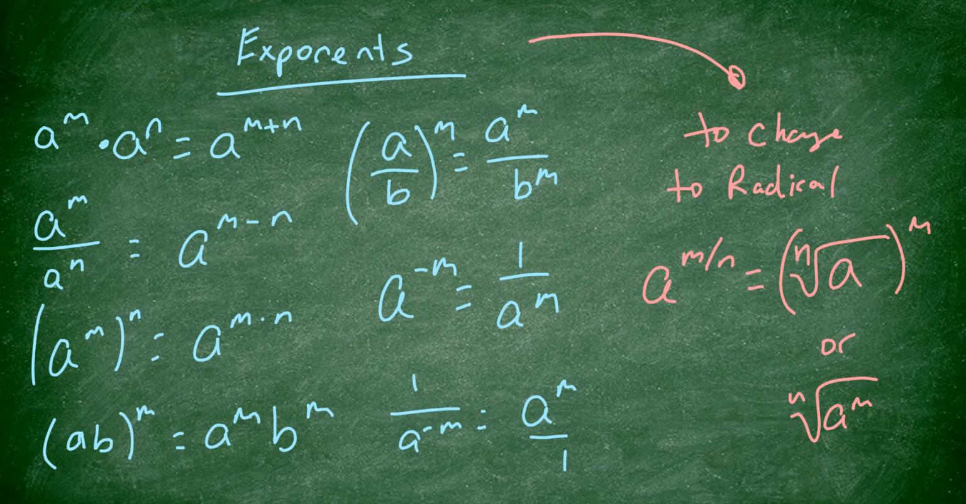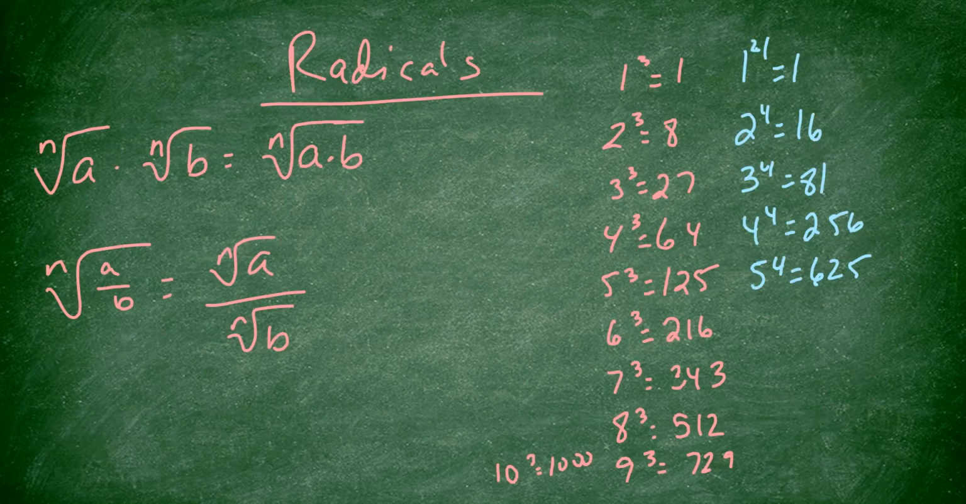The other thing that's big in this section is you want to be able to change from exponent form to radical form, and that works both ways. So you could take a radical and turn it into an exponent, and vice versa. Sometimes it's easier to do radical stuff, like when you want to simplify, and other times it's easier to do exponents because there are a lot more properties to use. Now here are the radical properties.